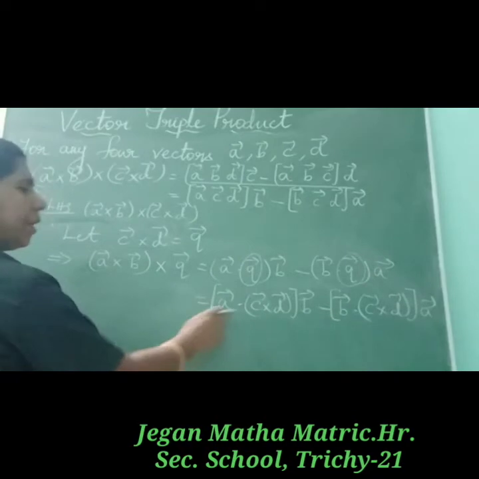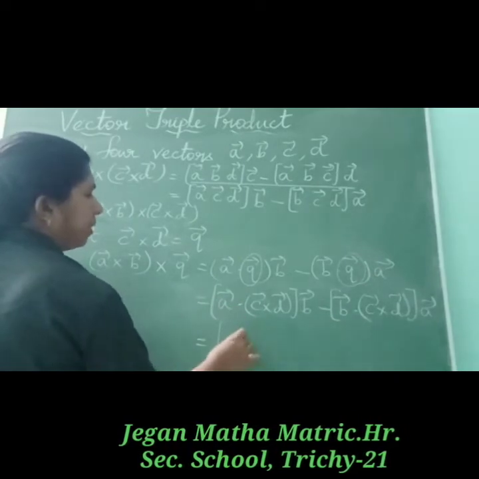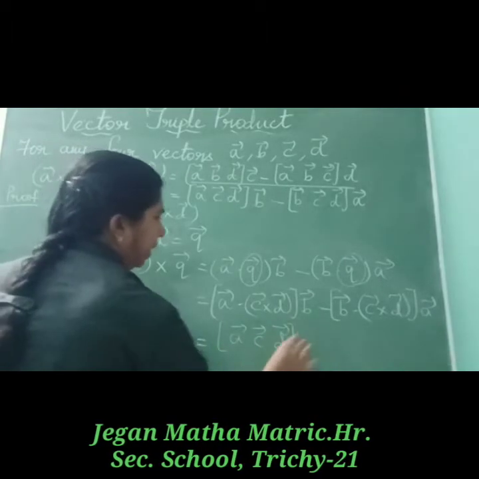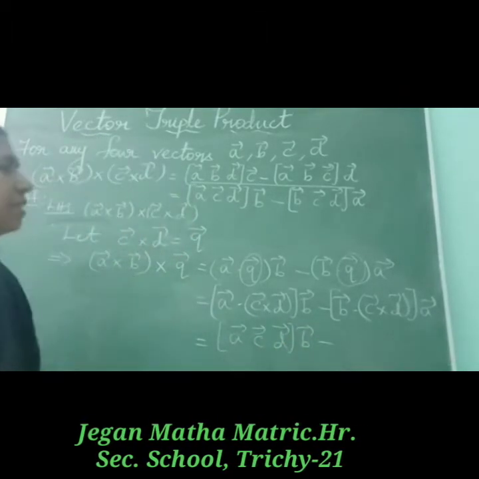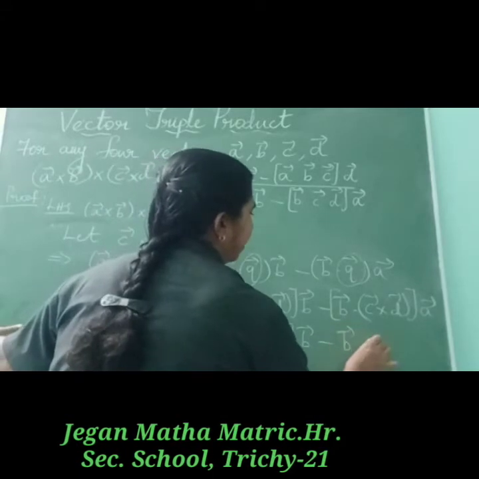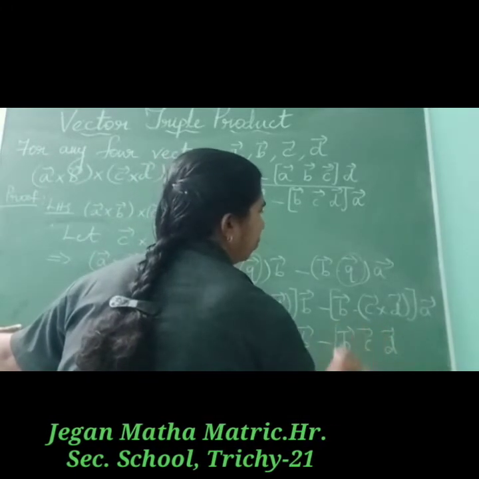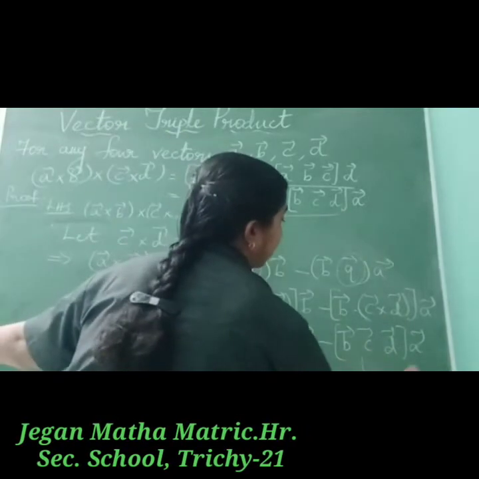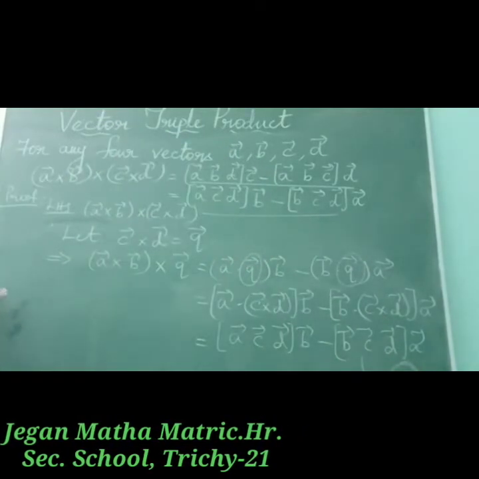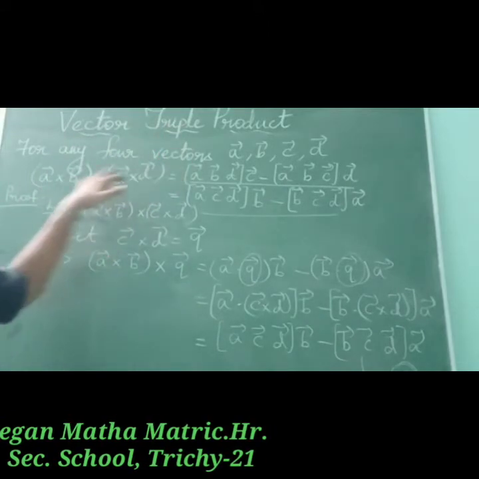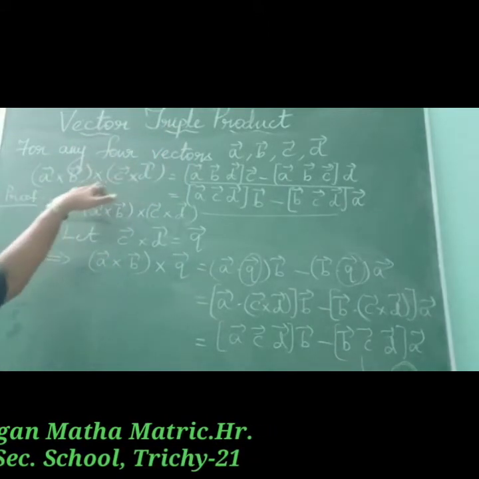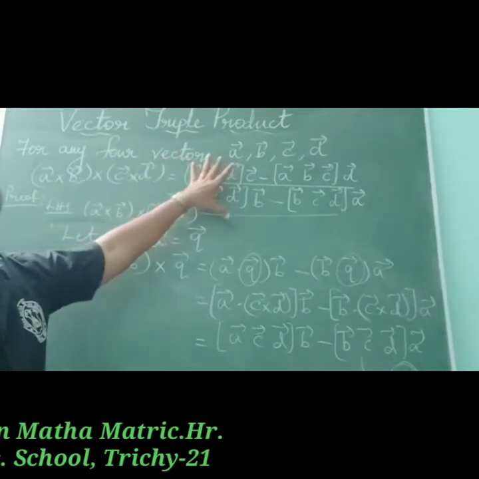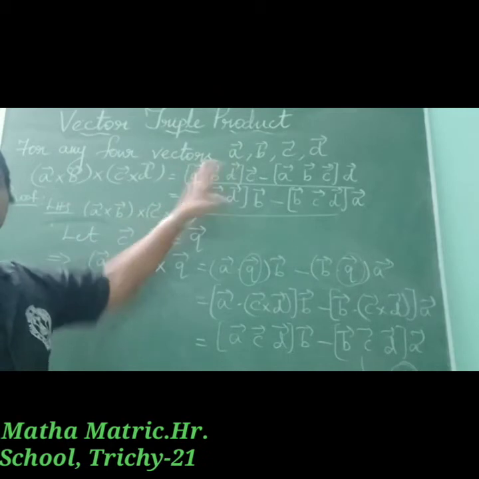The scalar triple product of 3 vectors can be expressed as a box product. So [A C D] into B vector minus [B C D] into A vector. This is the second result. So by using the vector triple product, the cross product of 4 vectors A, B, C, D can be represented as given on the right side. This one we have proved.